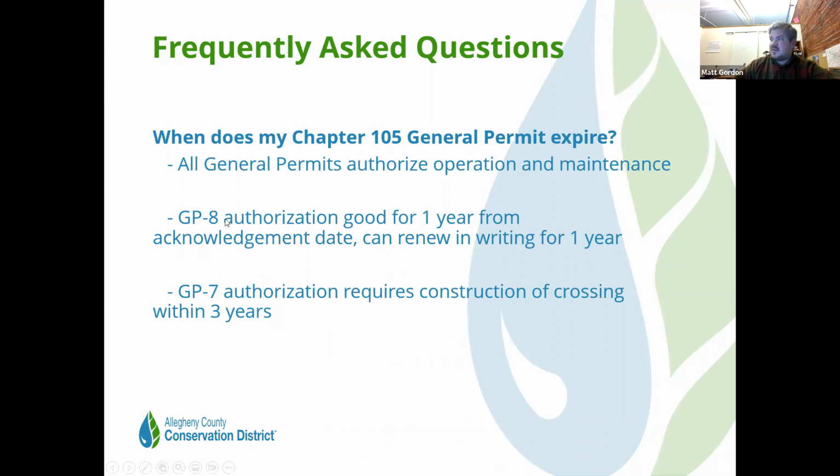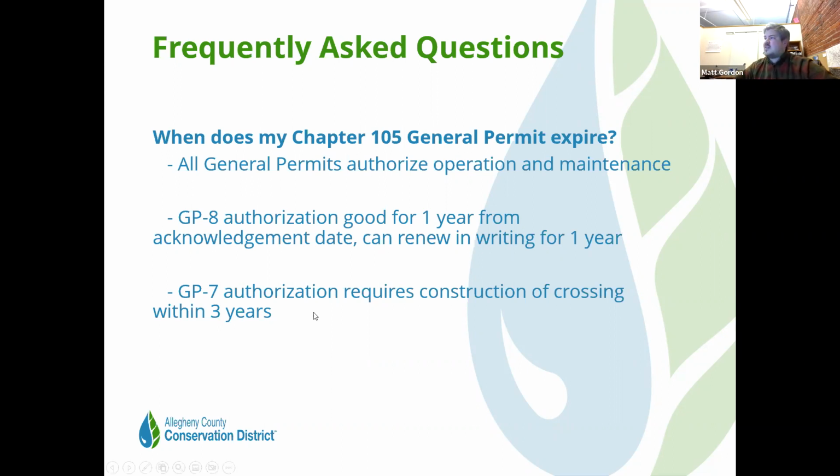The GP8 authorization is good for 1 year from the acknowledgement date and can be renewed in writing for 1 year. Just to note, it is from the acknowledgement date, not the date the crossing's installed. It's directly from the permit language. So if you're authorized January 1st, but it doesn't get installed till June 1st, by January 1st, 1 year in writing, it should be removed or a request come in to the issuing agency for extension.